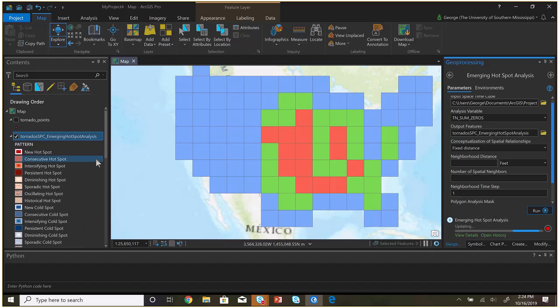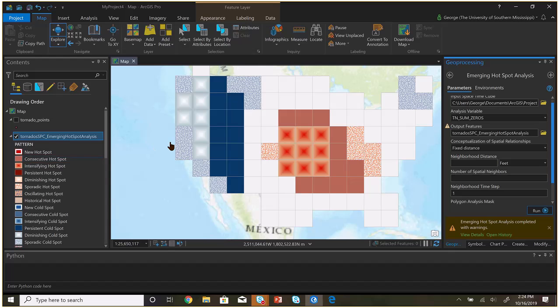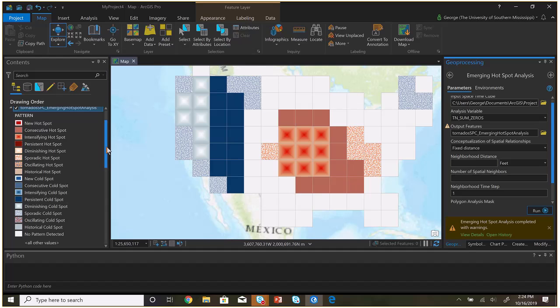Yeah, looks fine. Okay, so here's the result of the analysis. The areas right here in the center are supposedly intensifying hotspots. In other words, we're getting more tornadoes in those areas, whereas these areas out here, those are diminishing cold hotspots. So over time, less tornadoes. And these are persistent cold spots. In other words, they never have tornadoes. There's always close to 0.